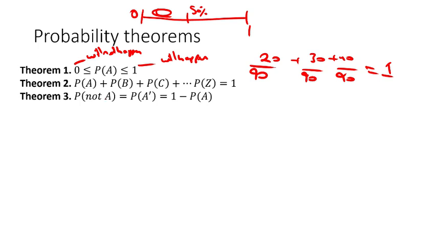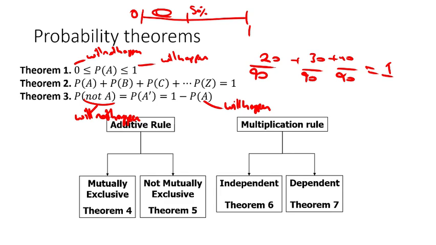And the third one says that the probability that event A will not happen is equal to 1 minus the probability that A will happen. This is also a very easy theorem. For example, if it will happen with 30% chance, it will not happen with 70%. It's a very simple theorem. And then we have the additive rules, and then we have the multiplication rule.